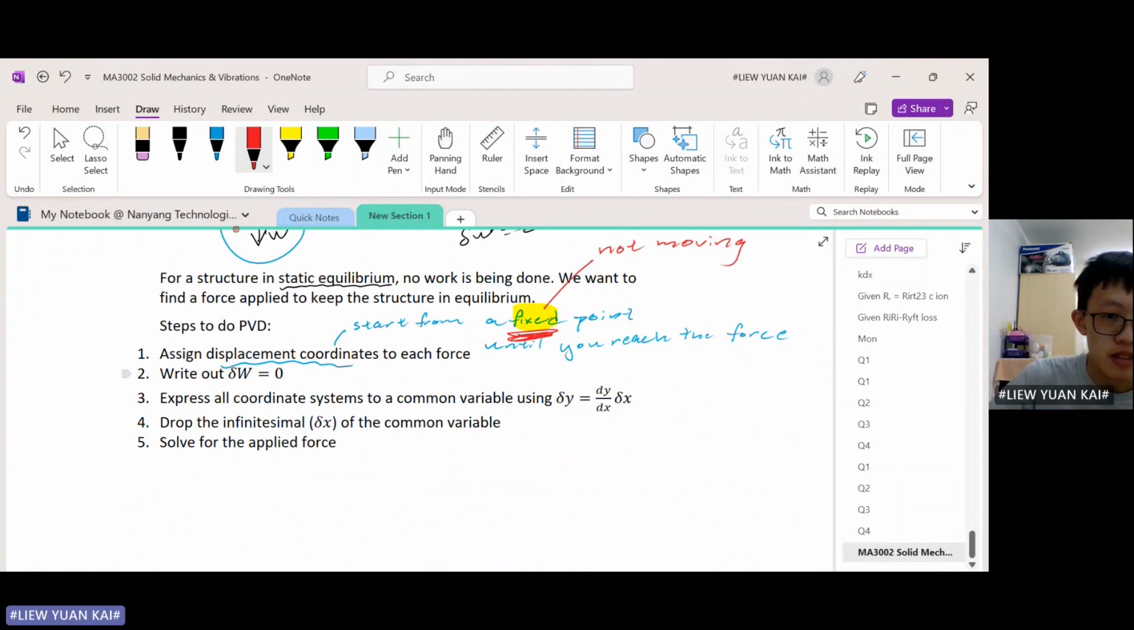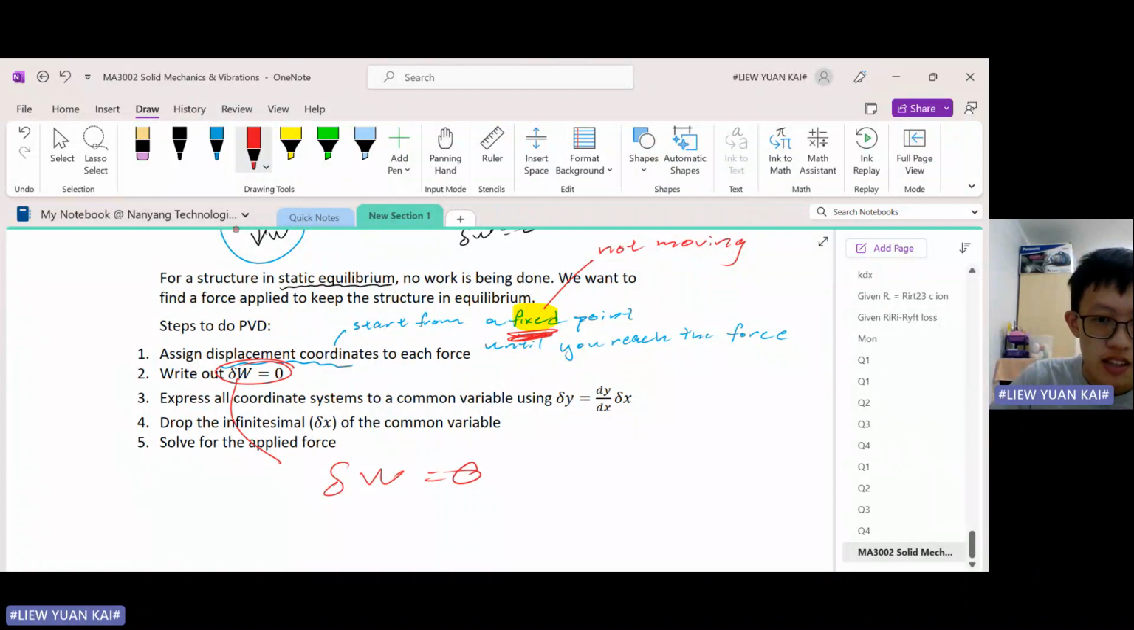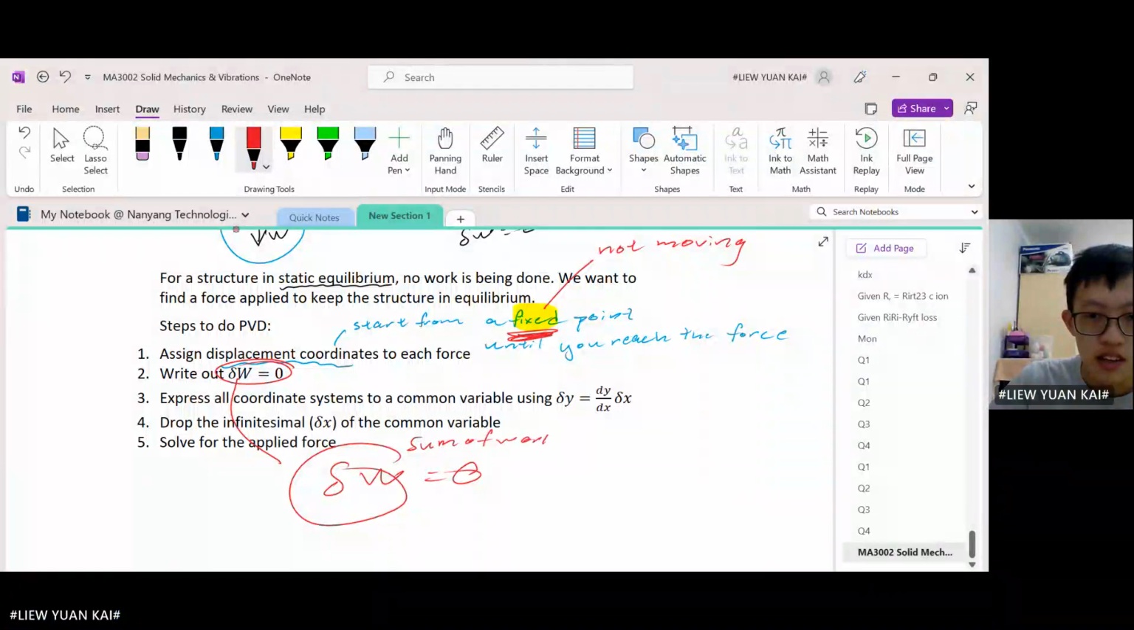Okay, and then step 2 is you write out the formula. Now this formula, delta W equals 0. This means the sum of the forces. Oh, sorry, the sum of work done. Sorry, sum of work done.